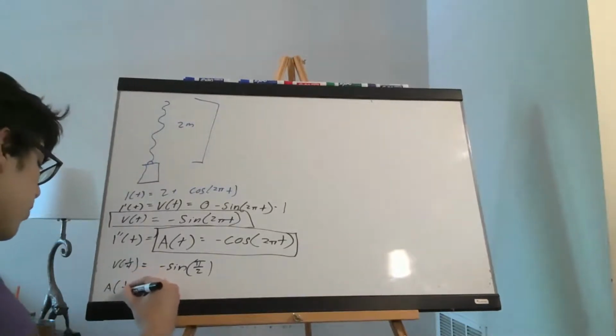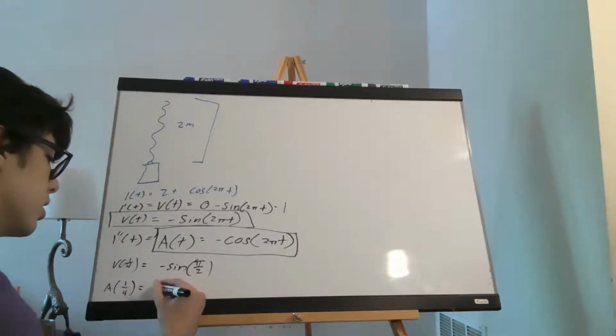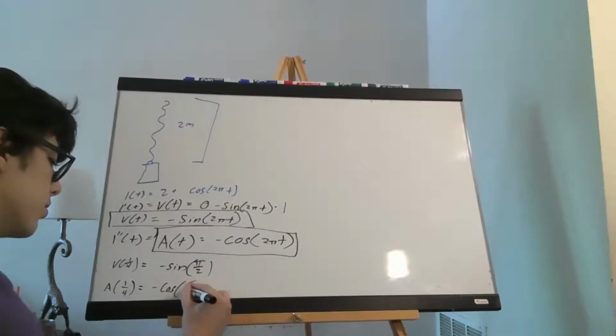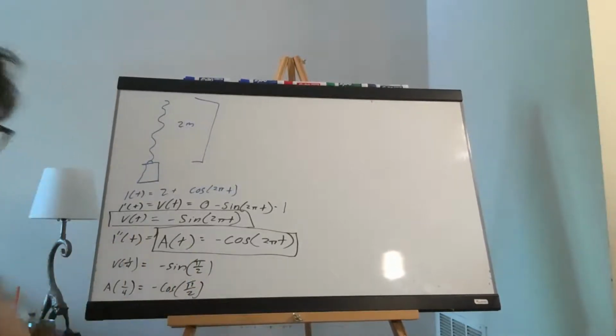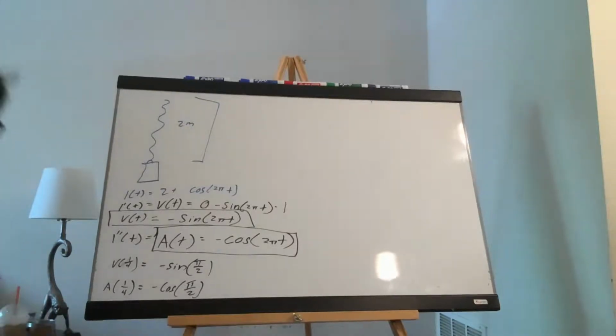Acceleration at t equals 1 over 4 is equal to negative cosine of pi over 2. And that's how that works. You just take two derivatives and then plug stuff in. And that's pretty much, you just took physics.